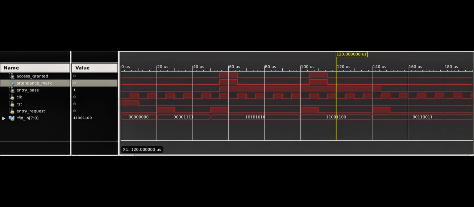Meanwhile, invalid inputs like 00001111 and 00110011 result in no access, demonstrating correct system behavior and reliability. This shows that valid RFID inputs activate access, attendance, and entry pass, while invalid inputs are denied.